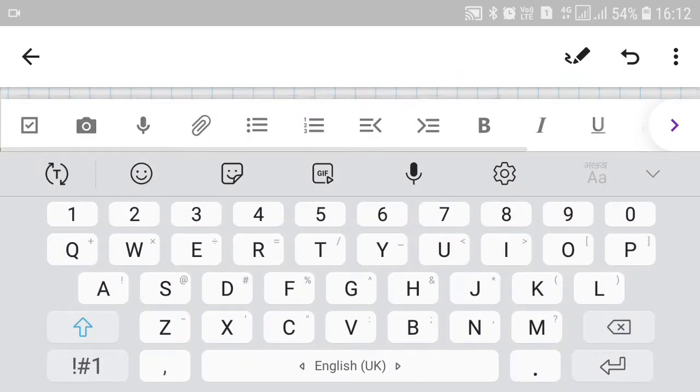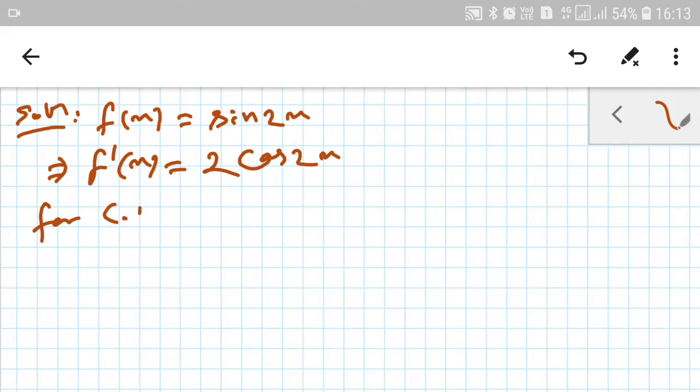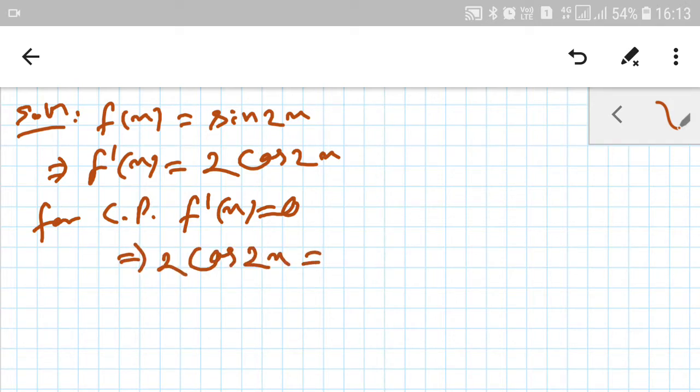We will start like this. The given function is, solution, f(x) is given to be sin 2x. Our first job is to find f'(x). If I find f'(x), it will be 2 cos 2x. Now for critical points, that is CP, I have f'(x) equals 0. If it is so, then I have 2 cos 2x equals 0, or cos 2x equals 0.